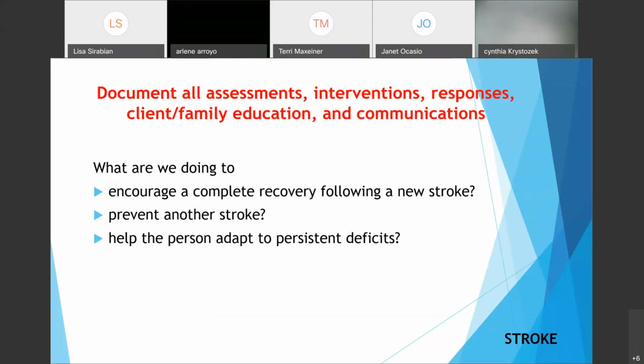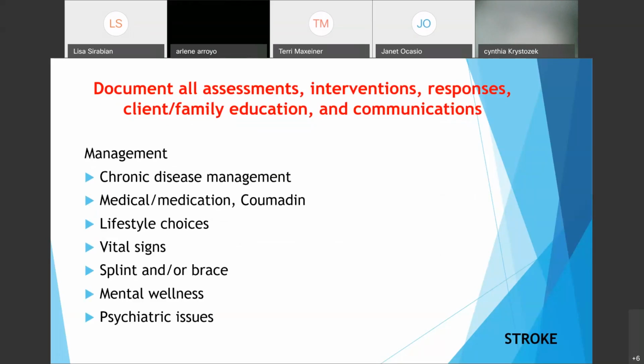So, what are we doing? What are we as nurses doing to encourage a complete recovery or the best possible recovery following a new stroke? How can we help prevent another stroke and help the person adapt to any persistent deficits? Those are kind of some big global questions. I'm going to give you some more specifics. So as we are managing all of those contributing chronic conditions, we are managing stroke. So all of that has to get documented.